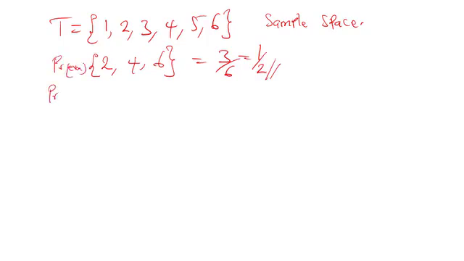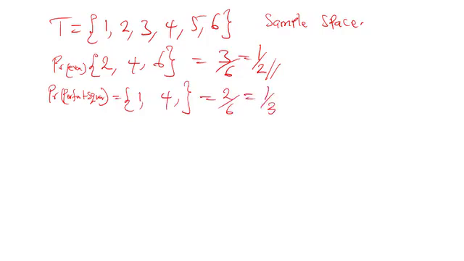Now, probability of a perfect square. Our perfect squares here are 1 and 4. We just have two perfect squares, 1 and 4. So the probability of a perfect square is 2 over 6, which is 1 over 3.